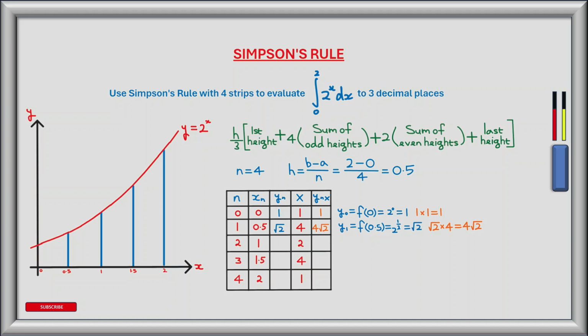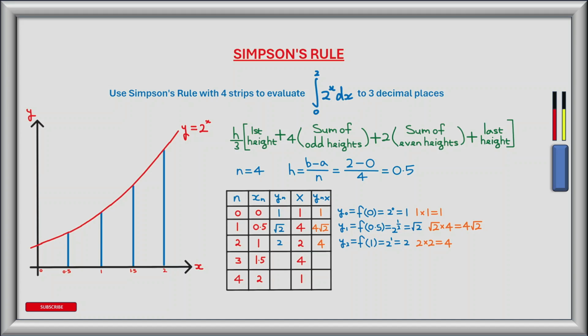Now looking at the second row of the table where n is equal to 1, we see that the x-coordinate is 0.5. So we need to evaluate the function at 0.5. The function is 2 to the power of x, so x in this case is 0.5, or a half. When we evaluate the function, we get 2 to the power of a half, or the square root of 2. Now, because this is an odd height, we need to multiply it by 4. So we have 4 times the square root of 2. So y1 is equal to 4 times the square root of 2.